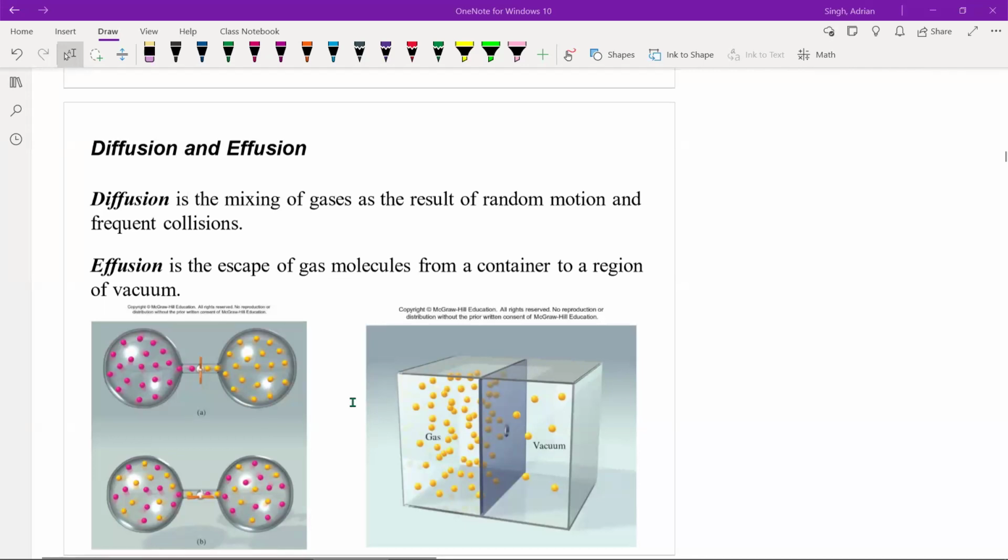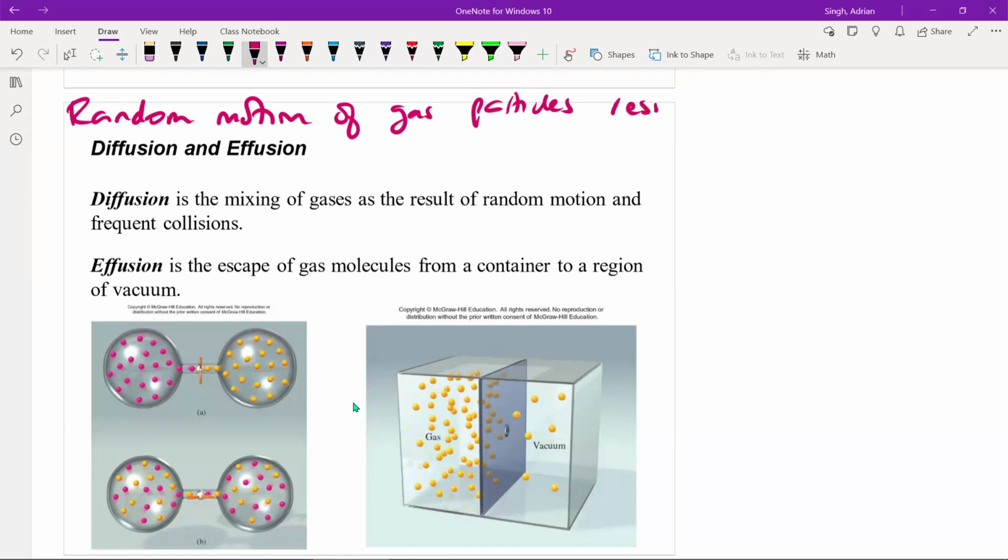The last couple characteristics of gases that we'll take a look at are a direct result of the random motion of our gas particles. The random motion of the gas particles results in two more properties called diffusion and effusion. They sound similar, but they're actually different. So diffusion is simply the mixing of gases, when we have more than one different gas, as a result of random motion and also frequent collisions between those gases.